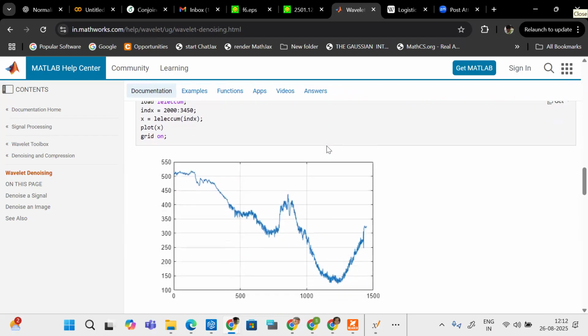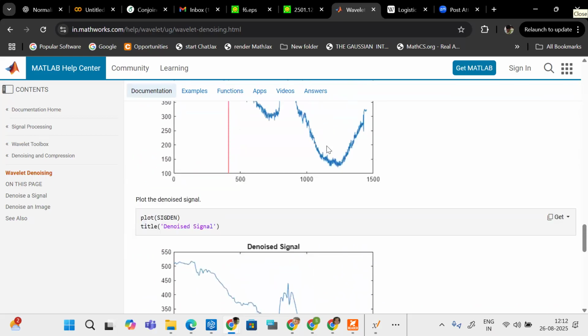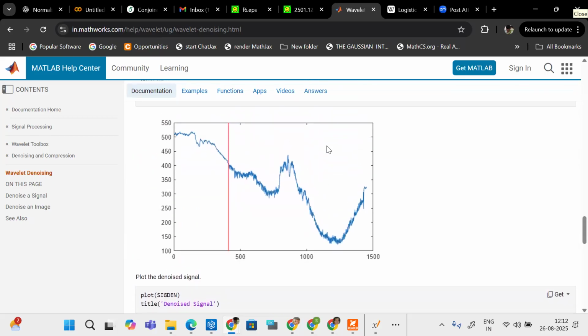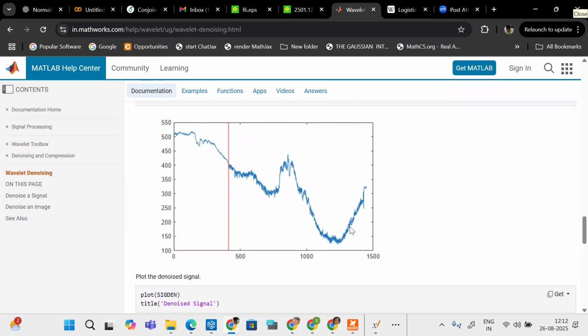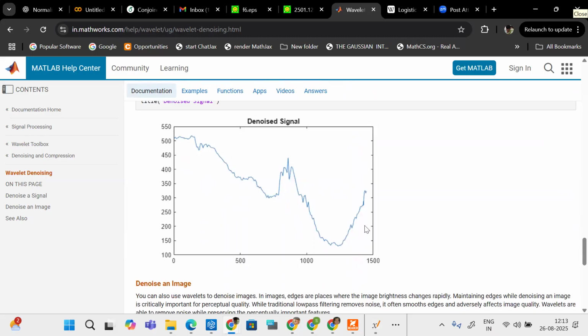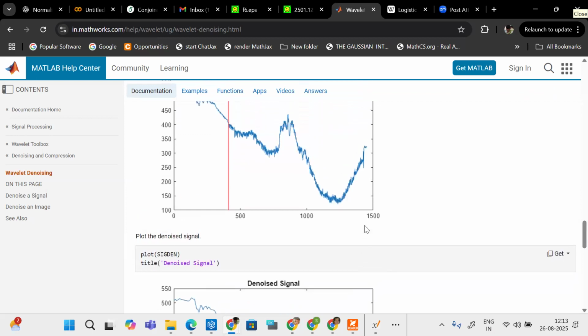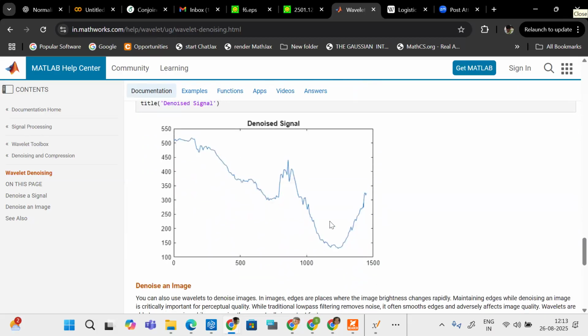Let me show you the last one. Yes, you can see this is the noisy signal. It is okay till here, but it is a noisy signal. And after you apply the wavelet, you get a signal like this. So it has removed the noise from the signal, right? It has removed these unwanted oscillations in your data set. So you can see now it is a very clean signal.